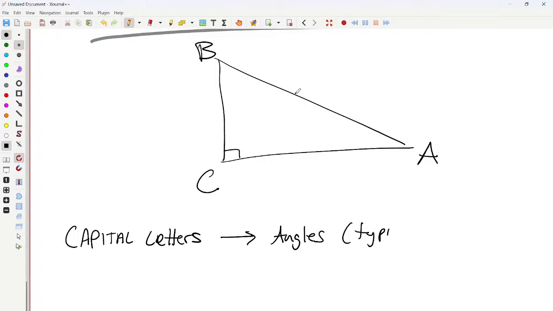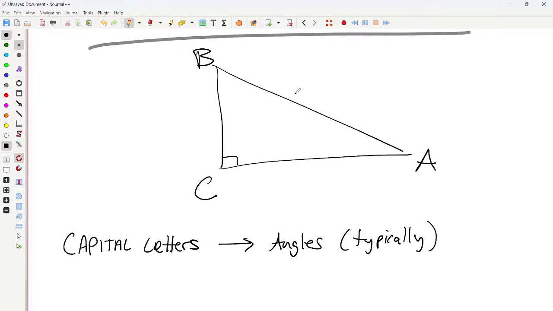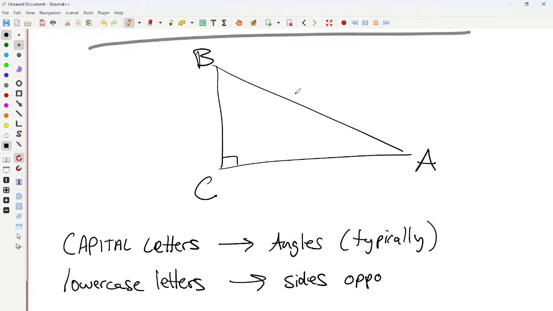I am going to say typically. And when I say typically, I mean like a high percentage, but some professors, some YouTubers, some textbooks get a little sloppy, but I'm going to try not to be sloppy. Capital letters are angles. Most teachers, YouTubers, professors, textbooks will do this. And then lowercase letters are sides, opposite those angles.